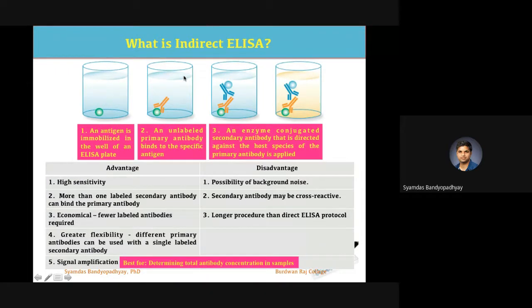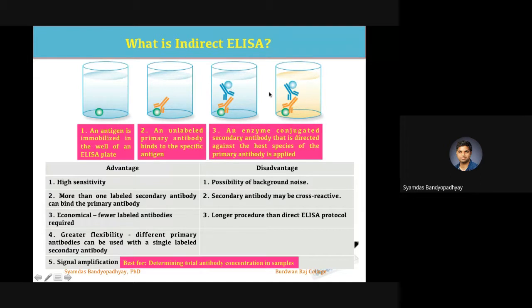Now we'll come to the next variation of the ELISA, which is called indirect ELISA. Here you see you have taken an antigen that is adsorbed onto the well of the ELISA plate, and then an unlabeled primary antibody binds to the specific antigen. So this antibody is very much specific for this antigen. And in the next step, you use a secondary antibody. The blue colored antibody is called the secondary antibody that is tagged with a specific enzyme.